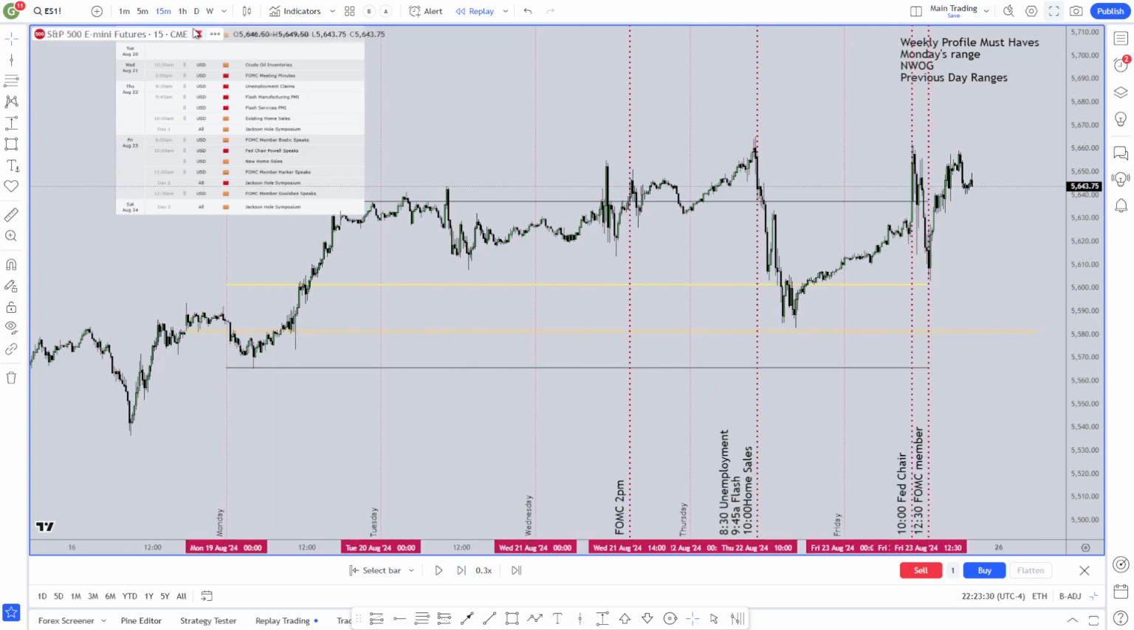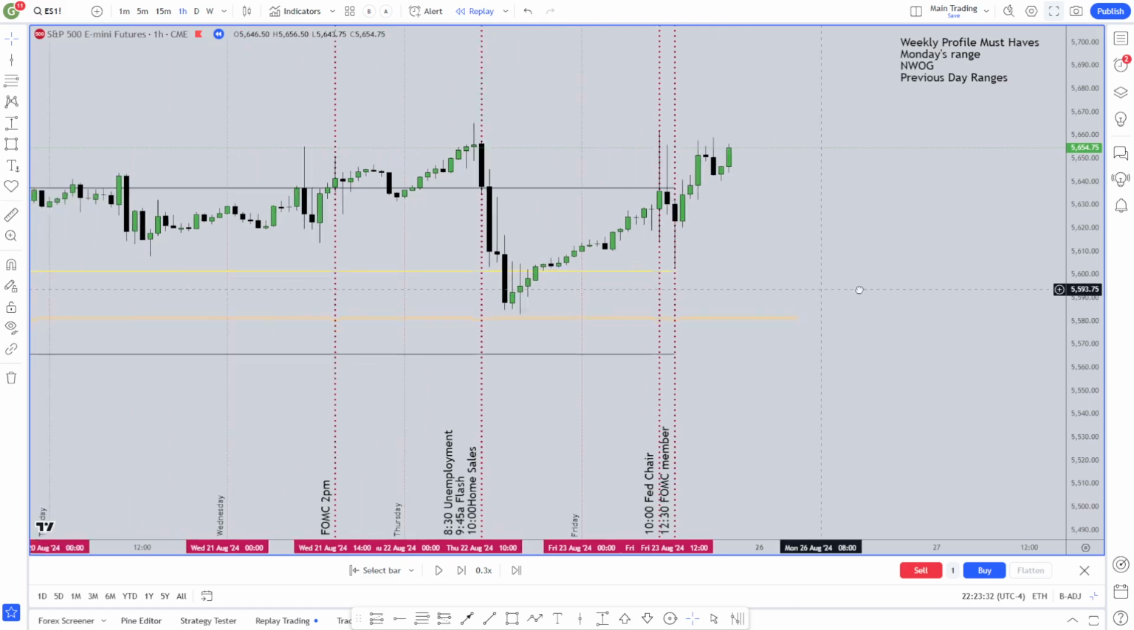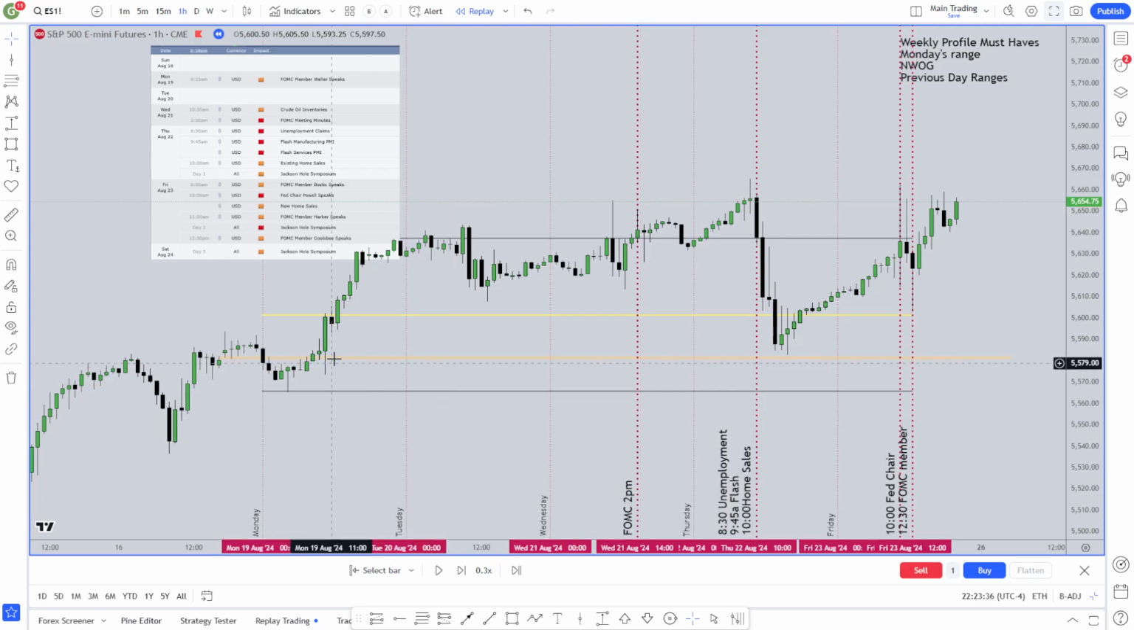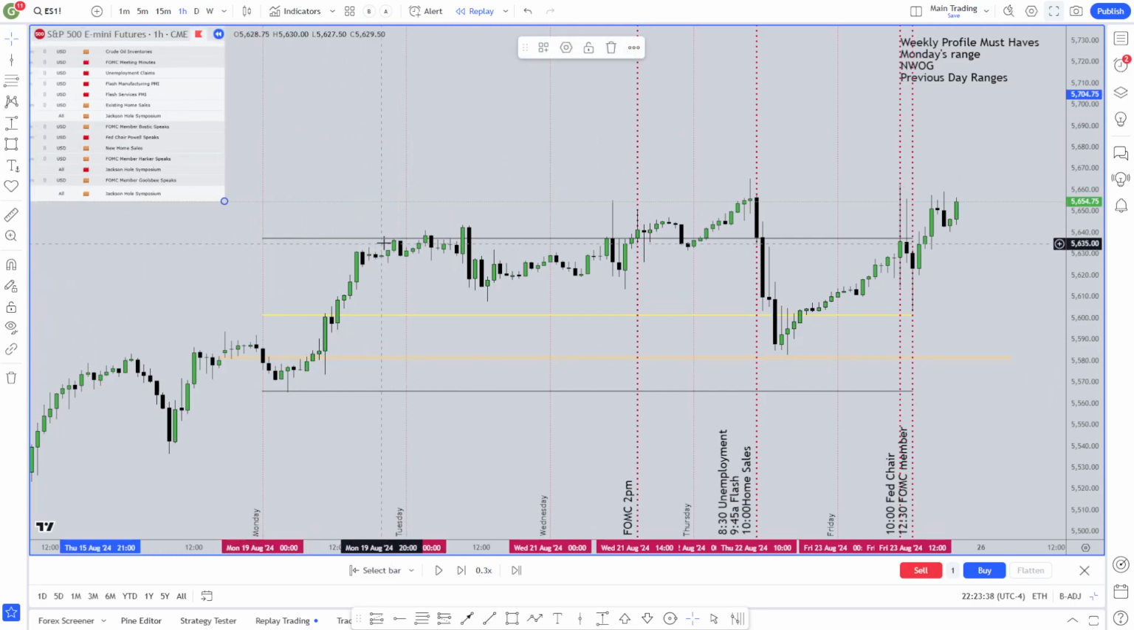All right, so on a 1 hour time frame, what we have is new week opening gap is below. Price creates Monday's range. We're seeing price stay above the new week opening gap. We're not seeing price take the Monday low. So this is in general a bullish weekly profile. So the tips of a bullish weekly profile are very simple, not taking Monday's low.